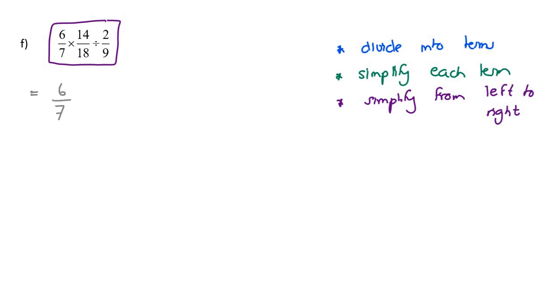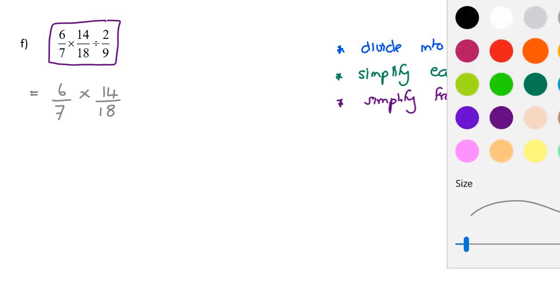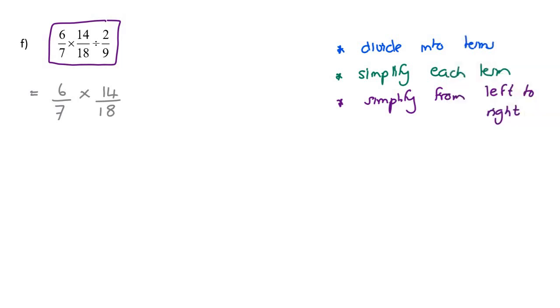So it's 6 over 7 times 14 over 18. That had nothing to do with division. Now, I change the division sign to a multiplication sign as long as I flip the fraction I was dividing by, so 9 over 2. Now I just work from left to right. I wrote down these three steps here so that we could start remembering them, but I don't actually need that here. This is one term. Don't worry about doing the division first, then the multiplication. It doesn't matter. You literally just work from left to right.